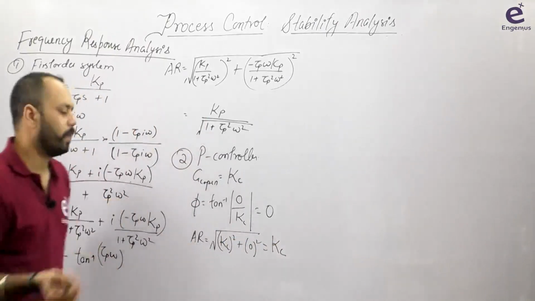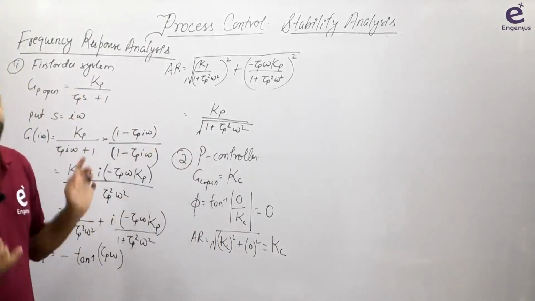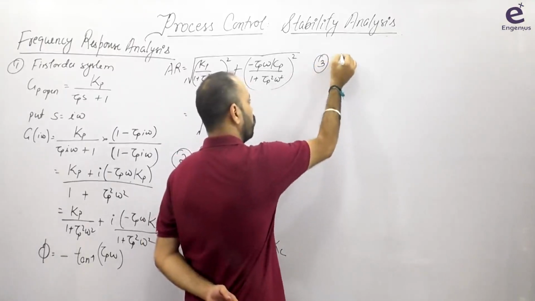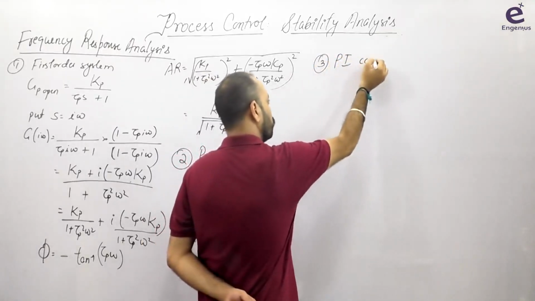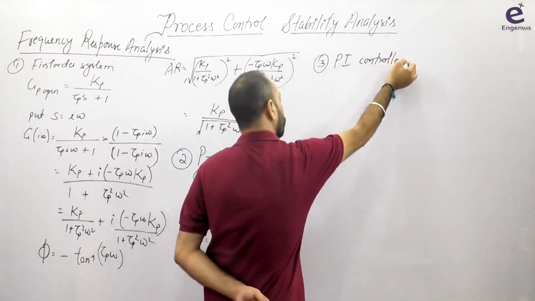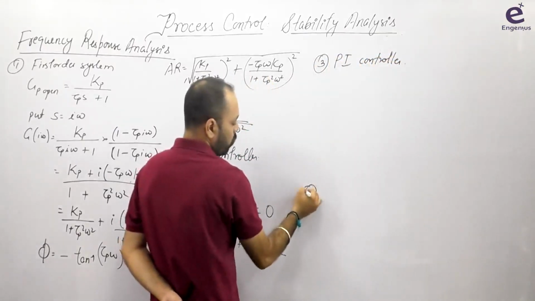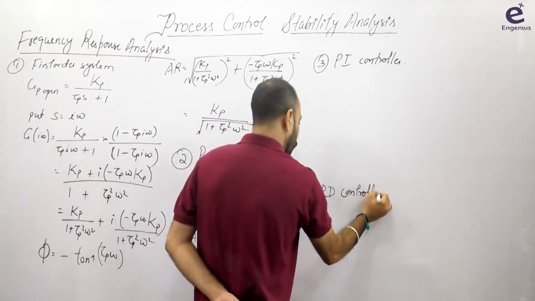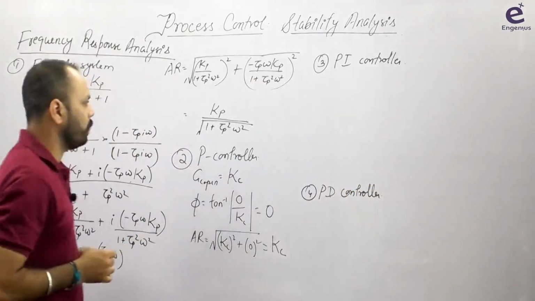Correct? Very quickly, Kc and 0. No need to do anything else. P controller is done. Third, PI controller. Do it by yourself. Quick. PI controller. Fourth, PD controller. Do it. What is the amplitude ratio and phi for PI controller and PD controller?